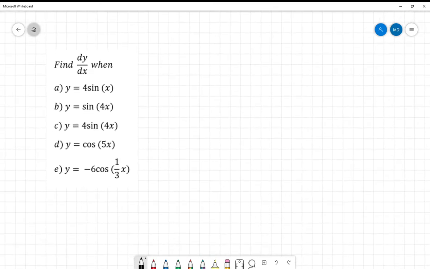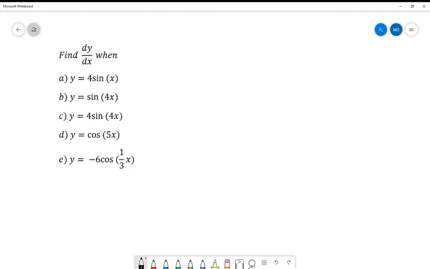So, find dy by dx when y is these various functions of sine or cosine. So if y equals 4 sine of x, this is very, very simple. It's just a multiple. It's just the same as 4 times sine of x. And so we can just differentiate the sine of x. If we have a multiple of a function, we just differentiate it as though the multiple wasn't there. So the answer to this was just going to be dy by dx is equal to 4 cosine of x.